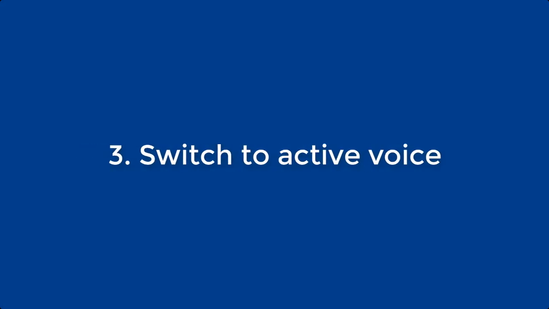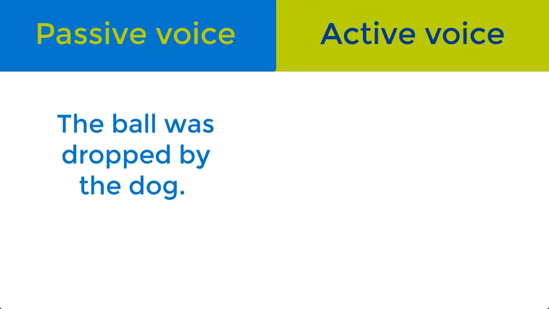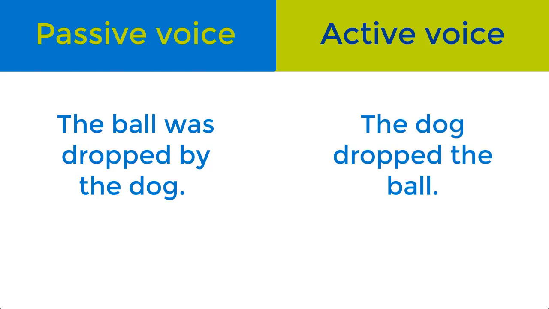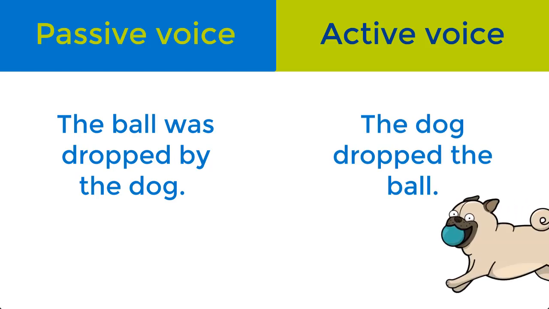3. Switch to active voice. Here are a couple examples of active voice versus passive voice. The ball was dropped by the dog. The dog dropped the ball. In the active voice, the subject is doing an action. It's more direct.